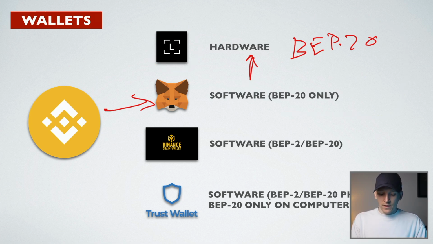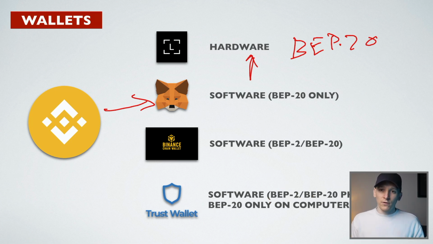As you can see, the Binance Chain Wallet actually does support both. So you can actually stake directly with Binance Chain Wallet. This is a browser extension, so you can do that. And they do support BEP20 as well. And Trust Wallet is software only. So this is what a lot of people use on their smartphone. As you can see, it supports both BEP2 and BEP20.